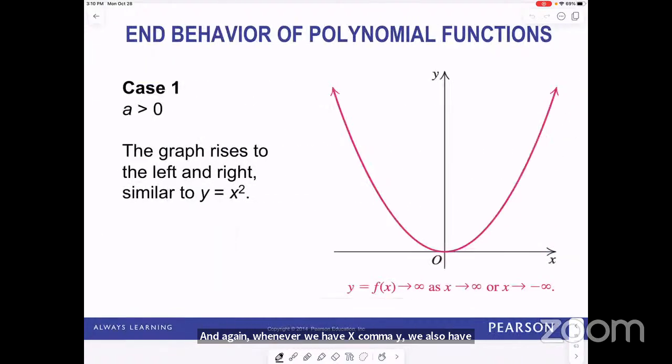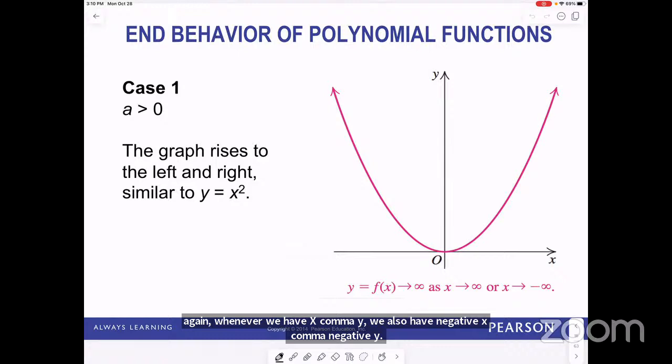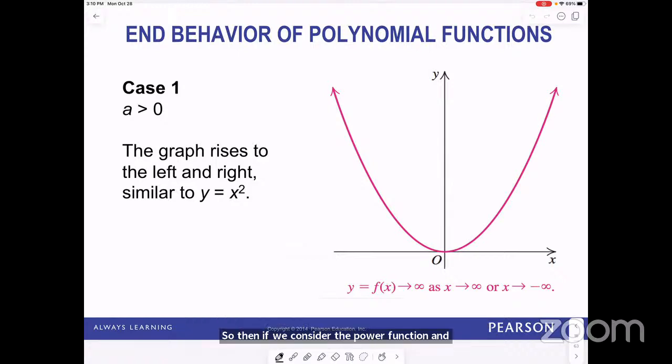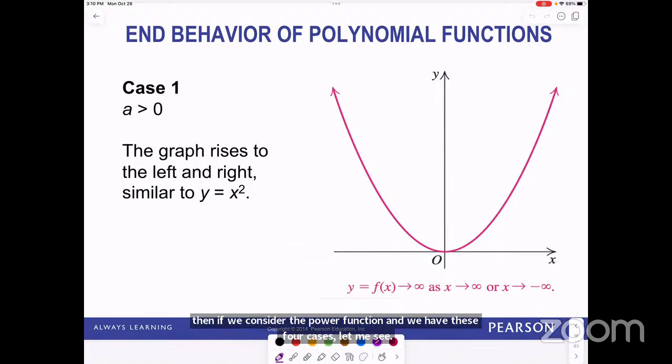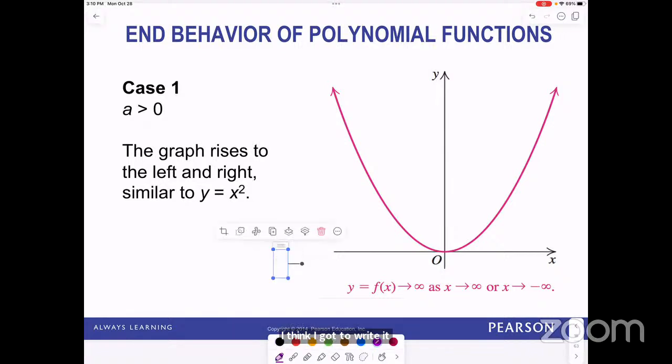Okay. So then if we consider the power function, and we have these four cases, let me see. I think I gotta write it again. No, pace, let's see for pace. That's not what I want.